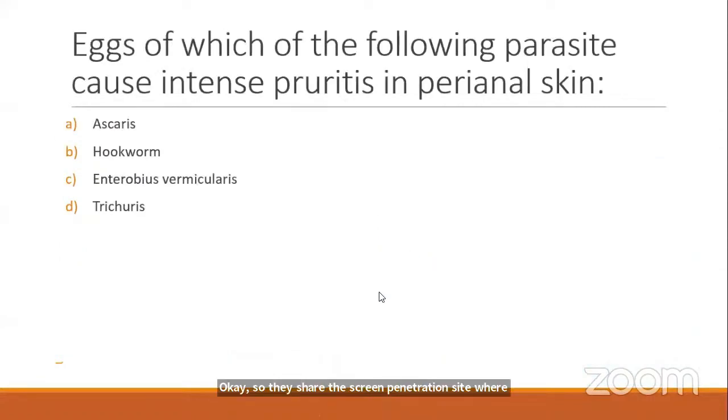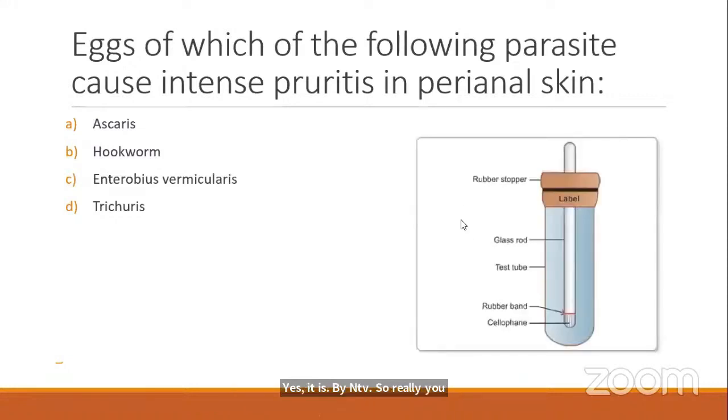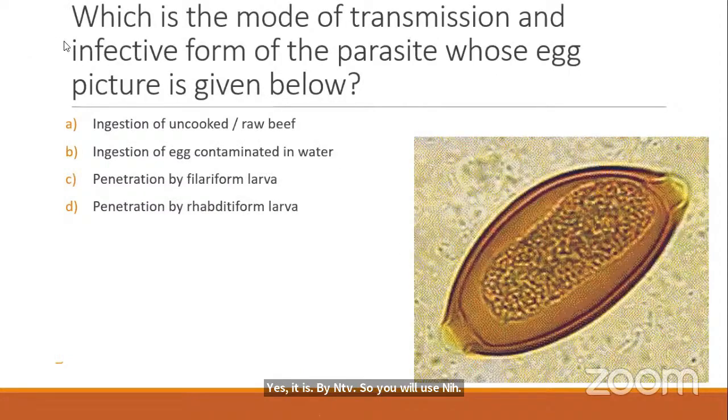So which of the following parasites causes intense pruritus in perianal skin? Yes, it is Enterobius vermicularis. You will use NIH swab for collection of the eggs. So what about this parasite? How is it acquired? This is the egg of a whipworm, that is Trichuris trichiura. So it is actually transmitted by the ingestion of eggs contaminated in the water. Okay.